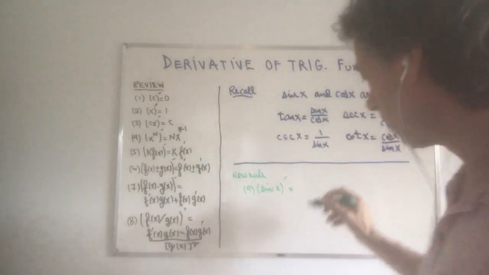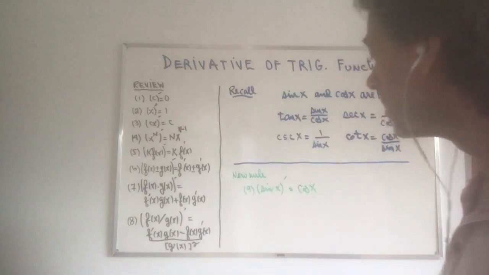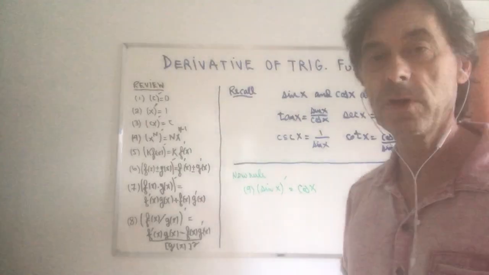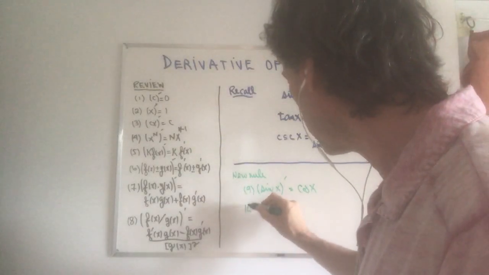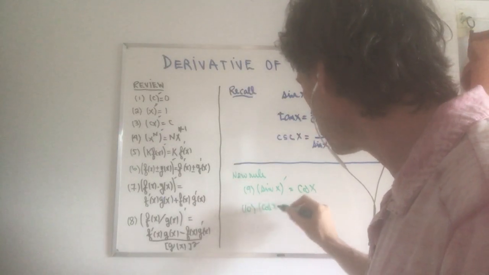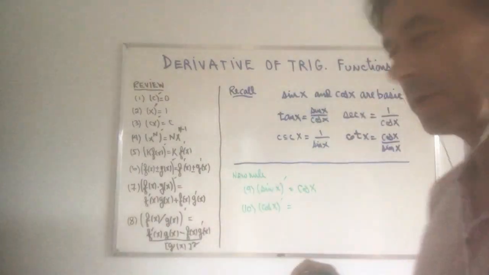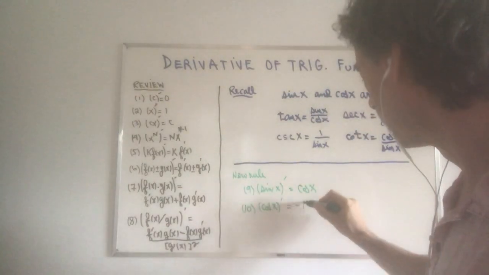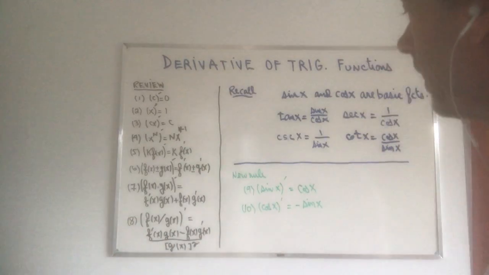But if we don't do the proof and you accept the fact that the result is what it is, we're going to simply use the fact that the derivative of sine x is cos x. And we're going to have rule 10, which is the counterpart, the derivative of cos x. What do you think it is? Sine x? It's never that straightforward, huh? It actually is minus sine x.